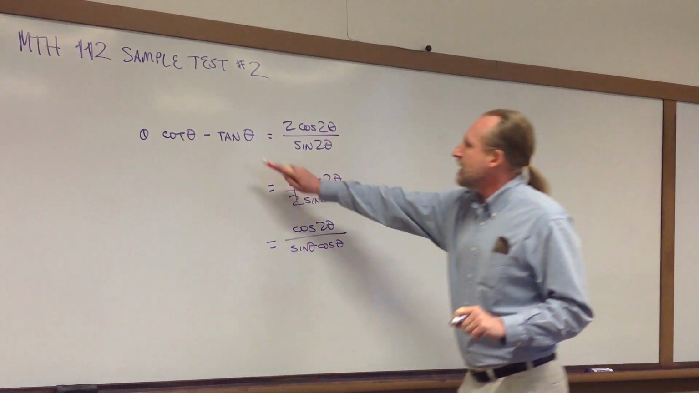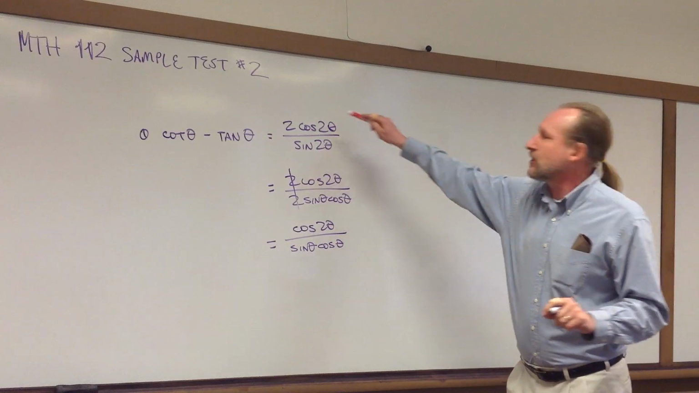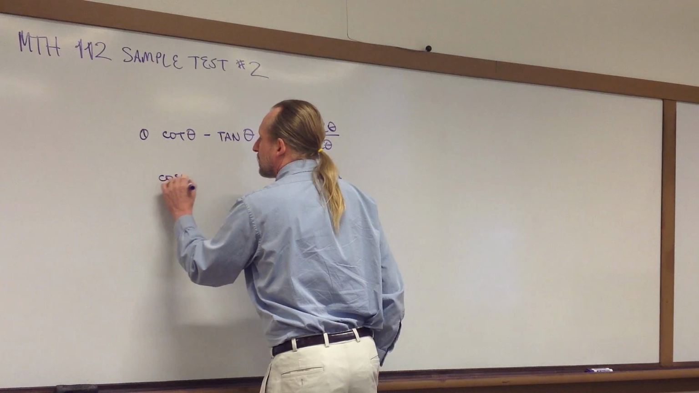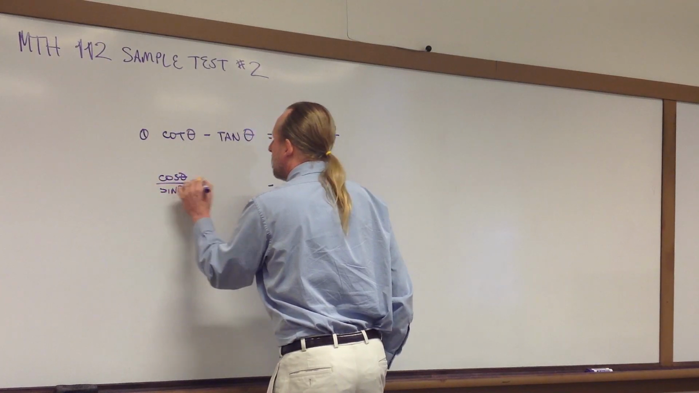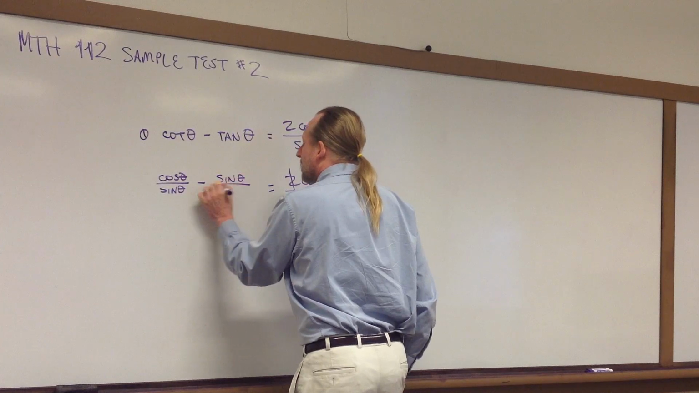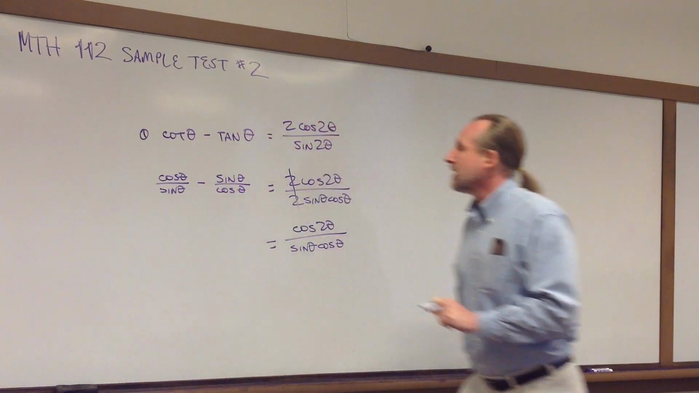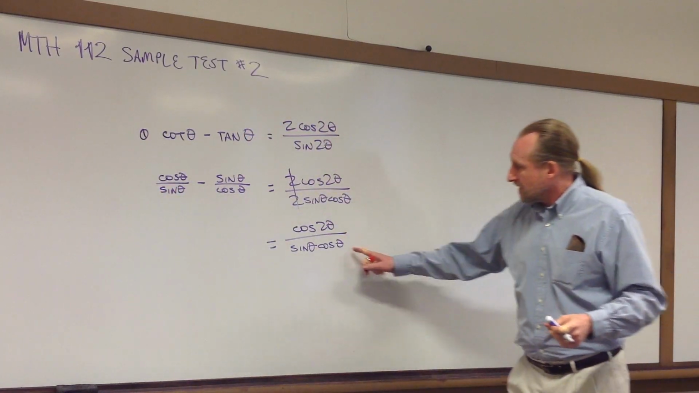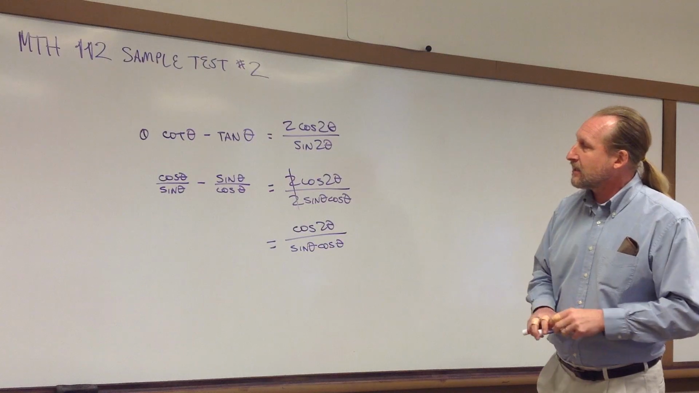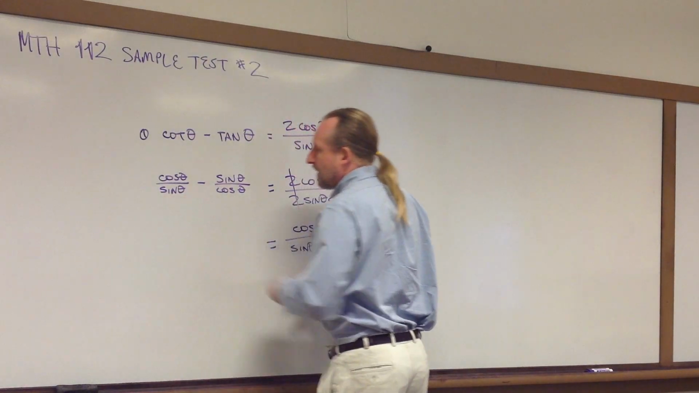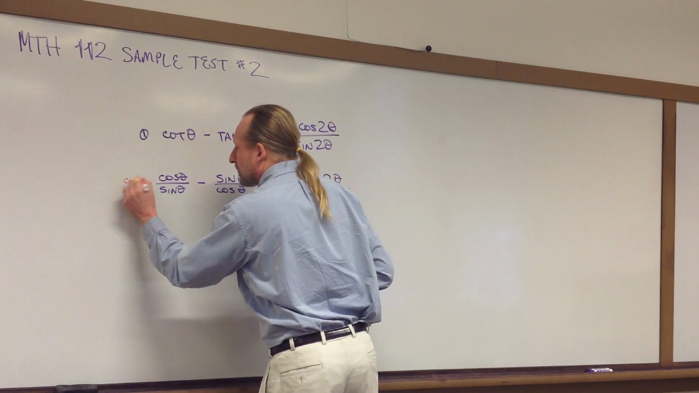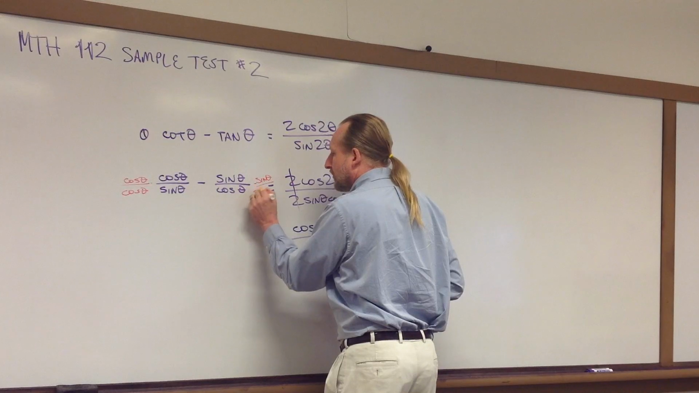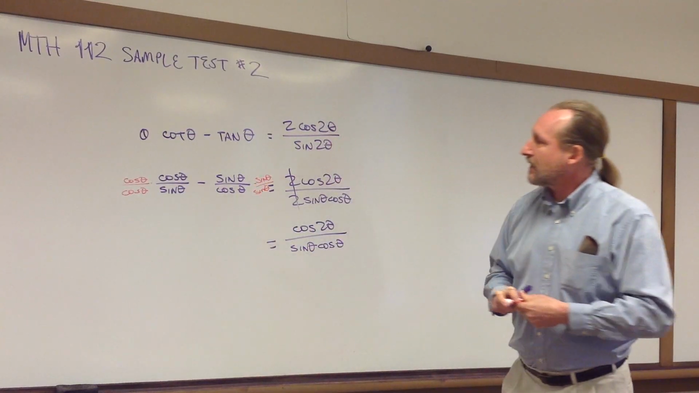Okay. Over here, everything is in terms of sines and cosines. So let's rewrite these as sines and cosines. This one is cosine theta over sine theta. This one, sine theta over cosine theta. So we want to make a common denominator, and not coincidentally, this is going to be the common denominator, sine theta times cosine theta. So to create that over on this side, I need to multiply this one by cosine over cosine, and this one gets multiplied by sine theta over sine theta.